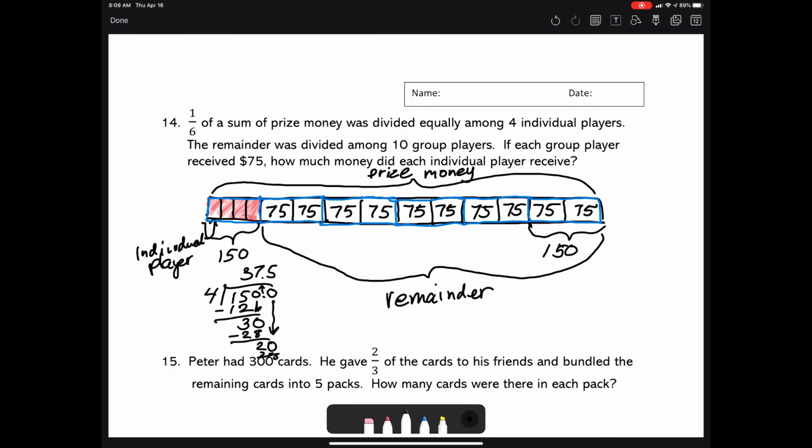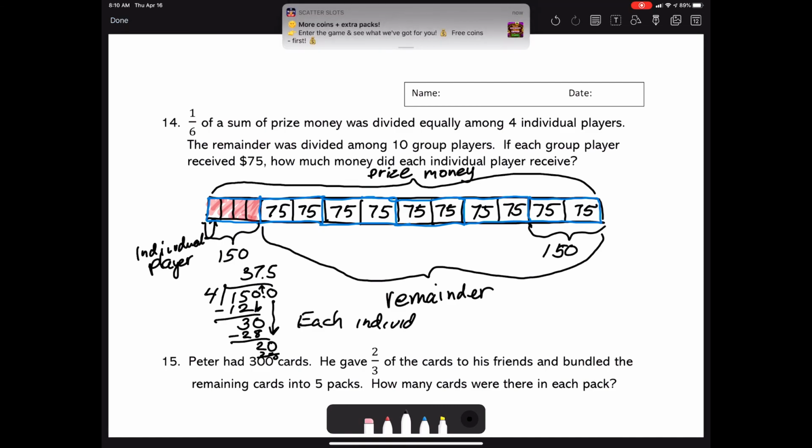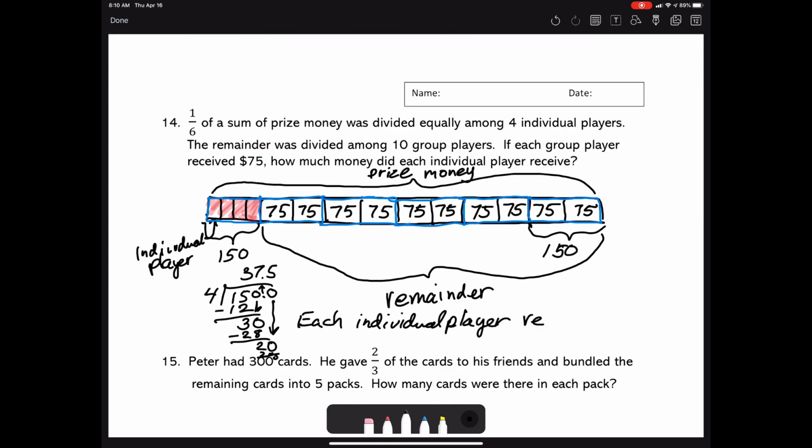And so if I turn this into money and answer the question, how much money did each individual player receive? Each individual player received $37.50. And that's your answer.